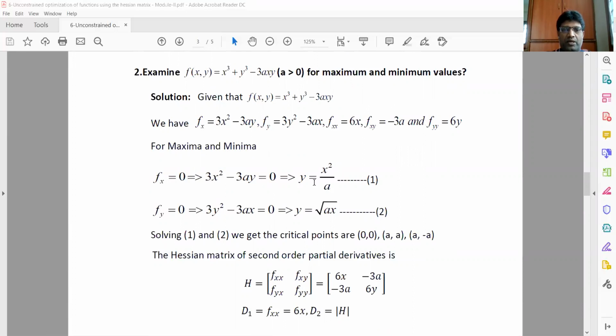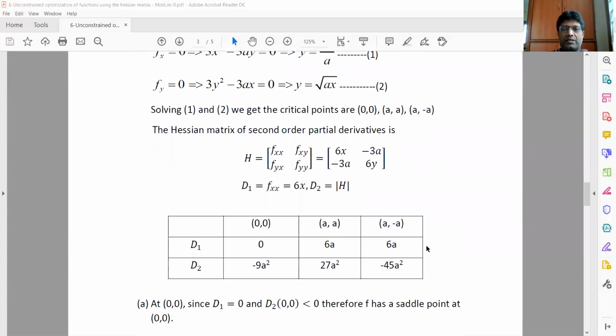From this we got y equals x squared by a. The second one is this one. From this we got x equals root of y, that is, y squared equals ax. So if you solve these 1 and 2, we are going to get two points, (0, 0) and (a, a). These are known as the critical points.